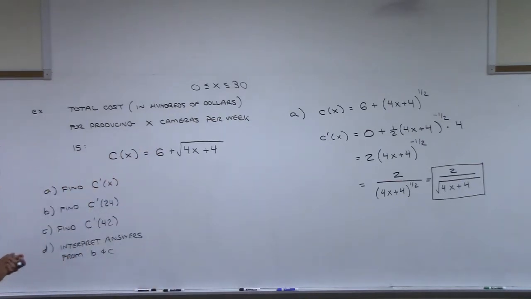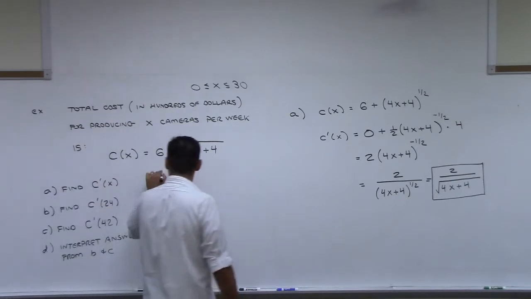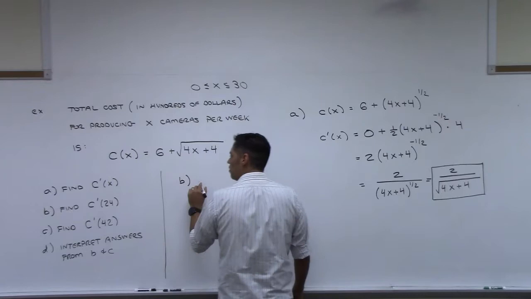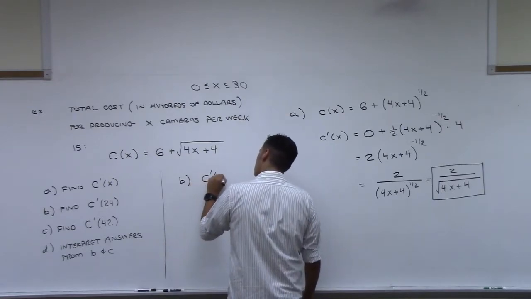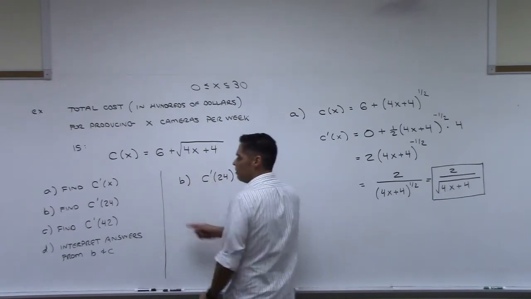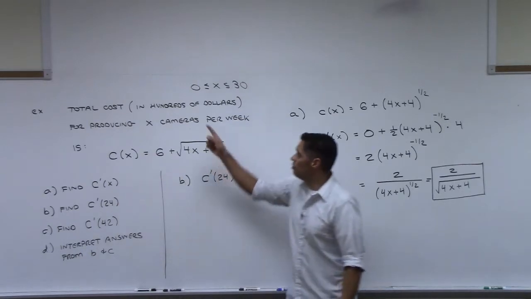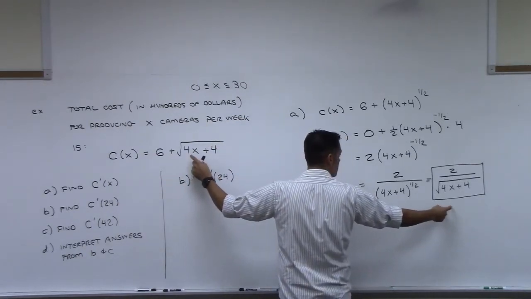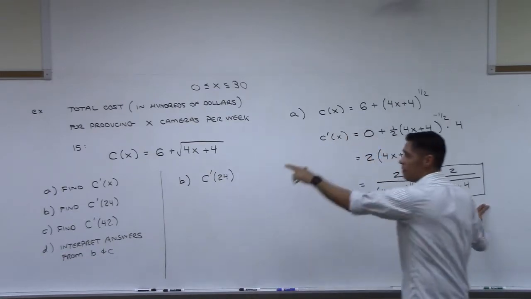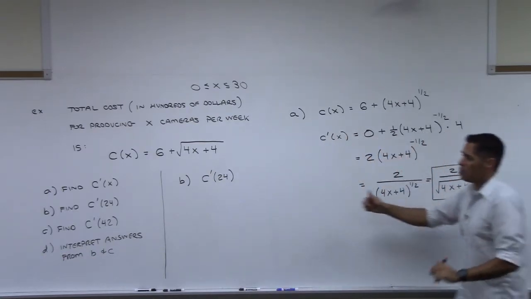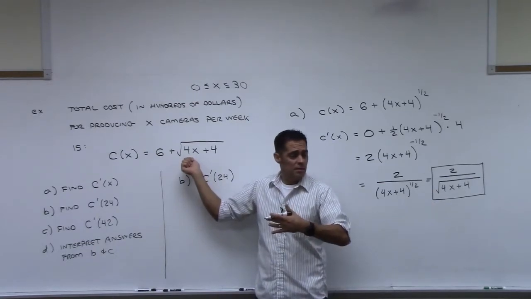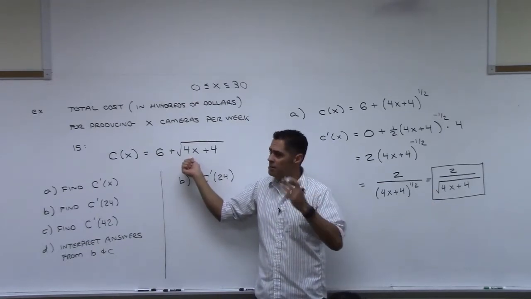Let's now find the answer to part B. I think I'll squeeze that in right here. For part B, all we want to do is plug in 24, right? We're plugging 24 into which one? The derivative right here, not the original function. If we plug 24 into the original, that would tell us the cost of making 24 cameras, right? That's not what we're looking for.